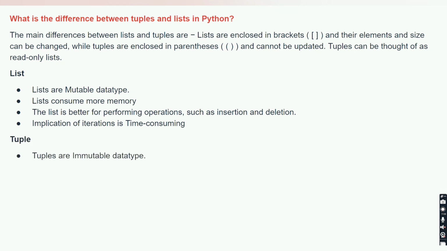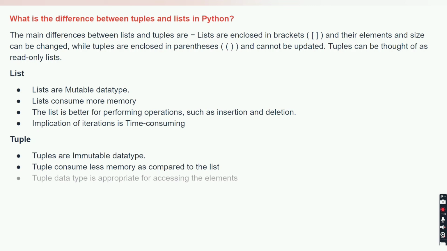Tuples are an immutable data type. That means once a tuple is created, it cannot be changed. Tuples consume less memory as compared to the list. And the tuple data type is appropriate for accessing elements. So when you have a requirement to just access the elements, and you don't need to change them or insert a new element, in that case you can go with a tuple. Iteration through a tuple is comparatively faster than through a list. So that is the difference between a tuple and list.